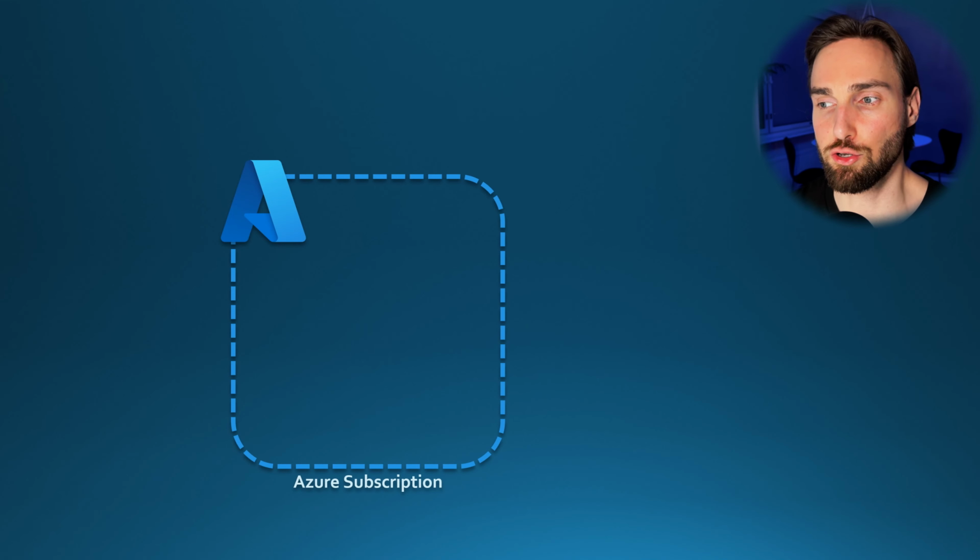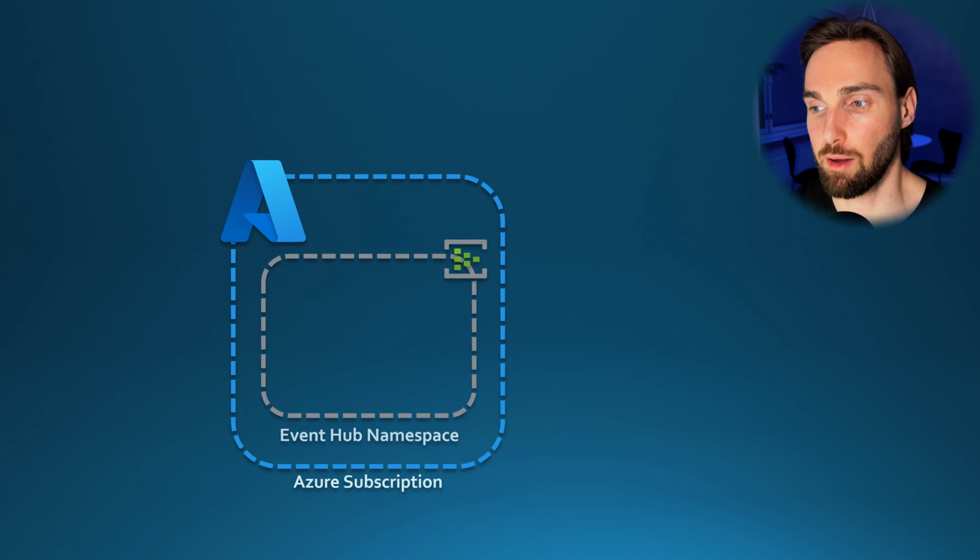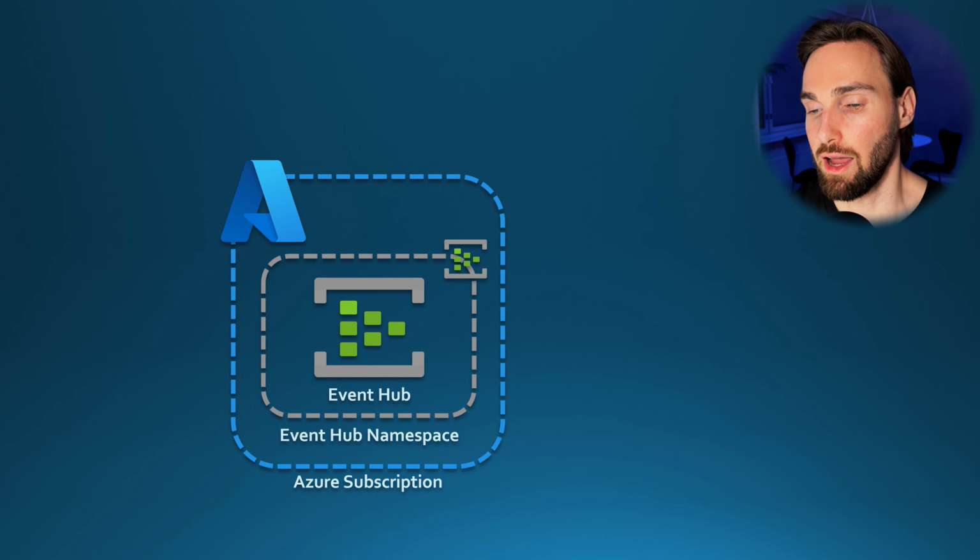So we're going to start from the Azure subscription, and to that subscription we're going to create an Event Hub namespace. To that namespace we're going to create one Event Hub. And what is an Event Hub? It's basically a cloud-native data streaming service that can stream millions of events per second with a low latency from any source to any destination.